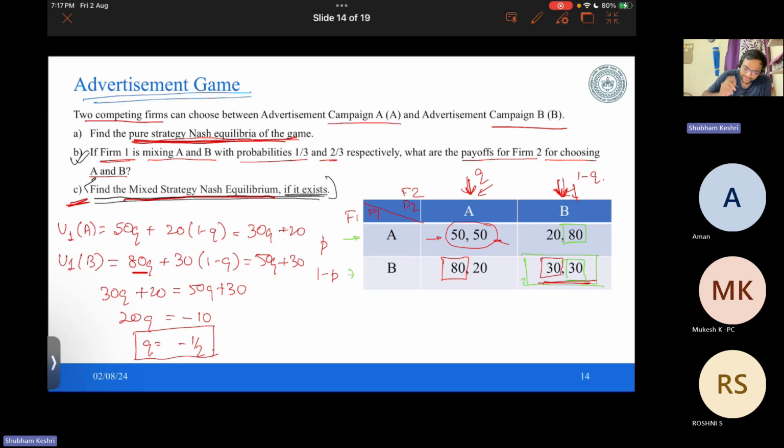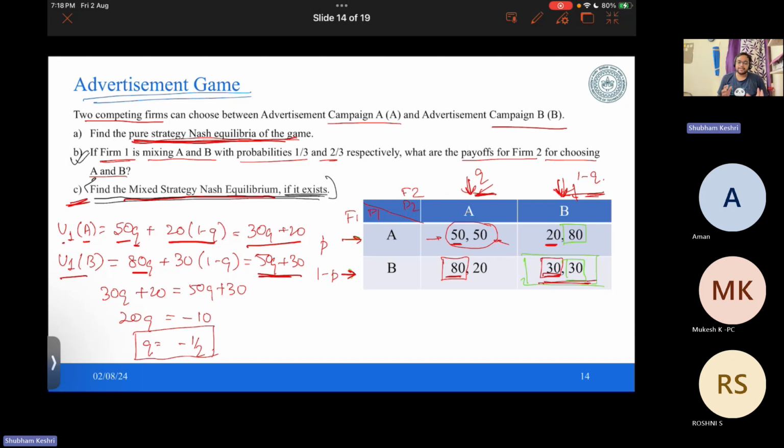So Roshni, where are we stuck right now? What we have done is the same as what the professor discussed in the lecture. Player 2 has a strategy q and 1 minus q. Utility of player 1 when he plays A is 50q plus 1 minus q times 20. Similarly, utility of player 1 when he is playing B will be 80 times q plus 30 times 1 minus q.